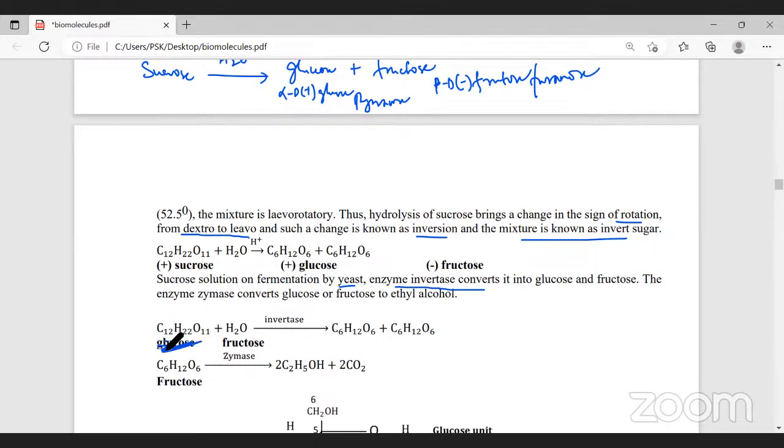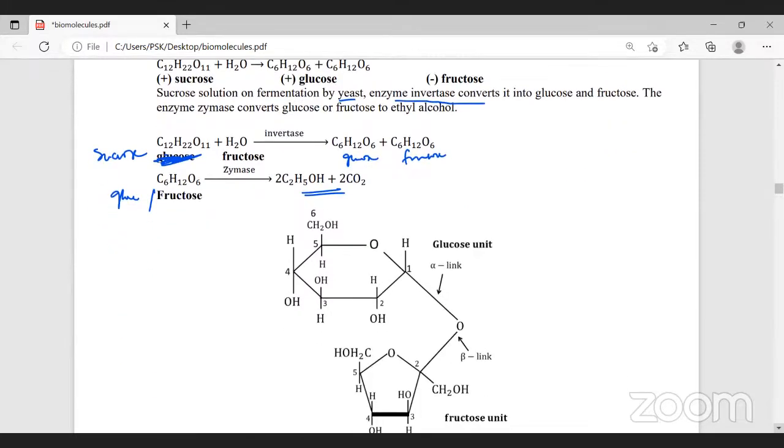This is not glucose. This is sucrose. C12H22O11 is sucrose. Sucrose on hydrolysis in the presence of enzyme invertase forms one molecule of glucose, and the other one is fructose. The enzyme zymase converts glucose and fructose into ethanol, giving carbon dioxide and releasing energy. So carbohydrates are a source of energy.